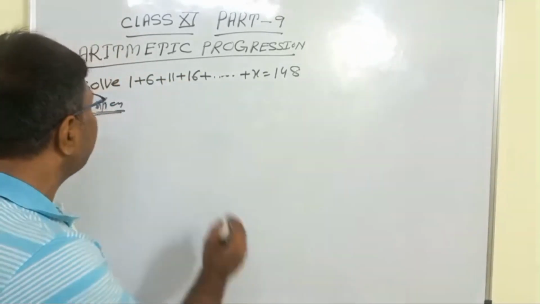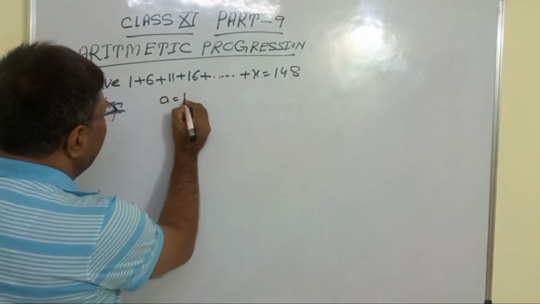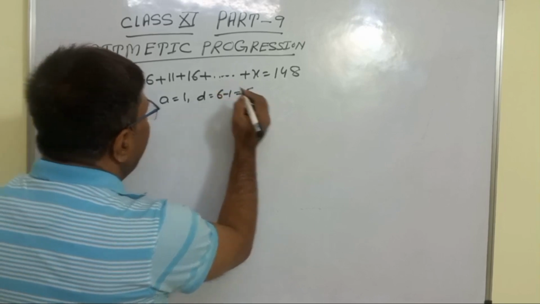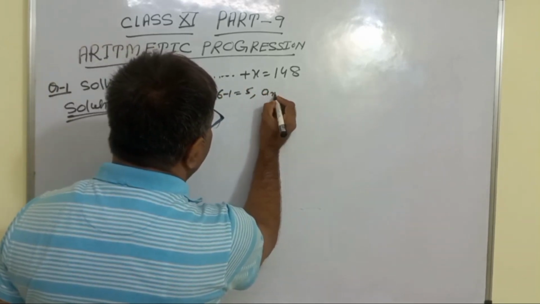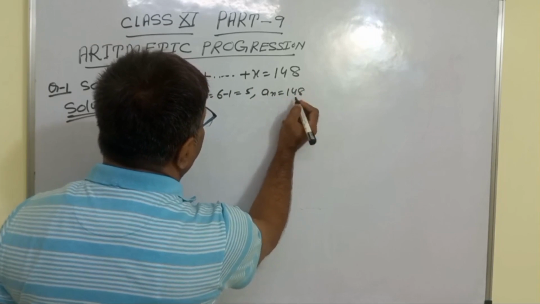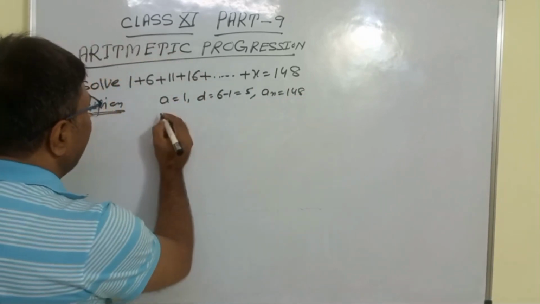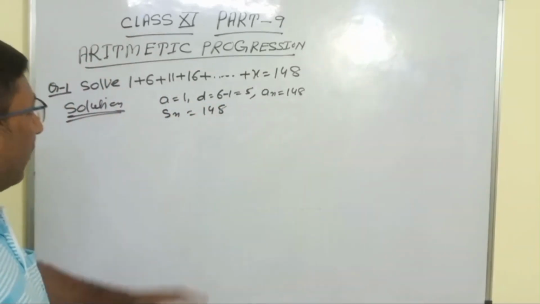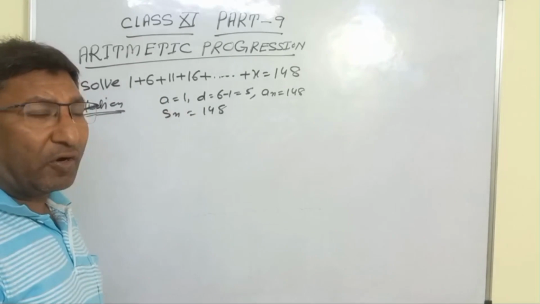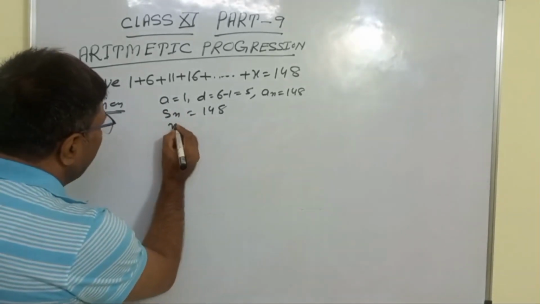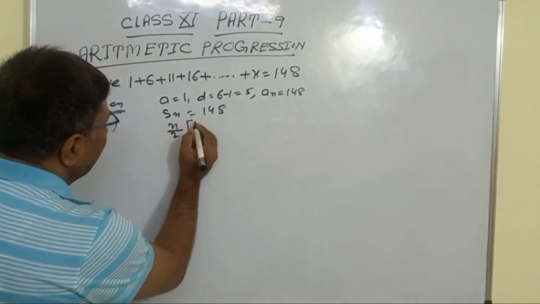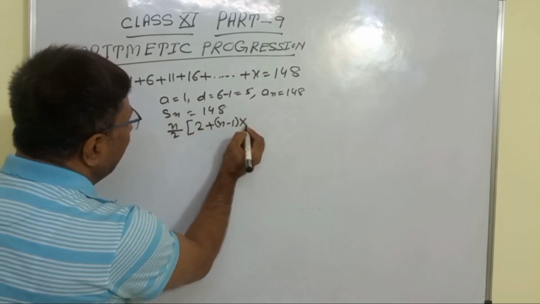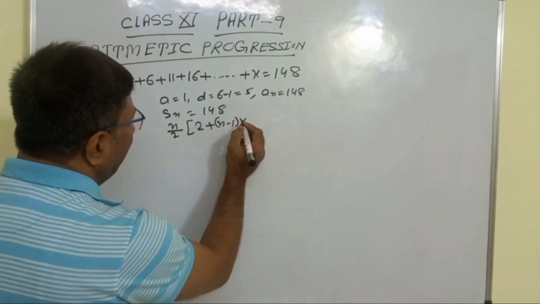Let us see what is given in the question. a is given as 1, the common difference, second minus first, is 5, and the last term, that is an, is x. The sum of n terms is given as 148. Now you know the sum of n terms formula is n by 2, and n is not given, into 2a, so 2 into 1 is 2, plus n minus 1 into d. d is the common difference, that is 5.